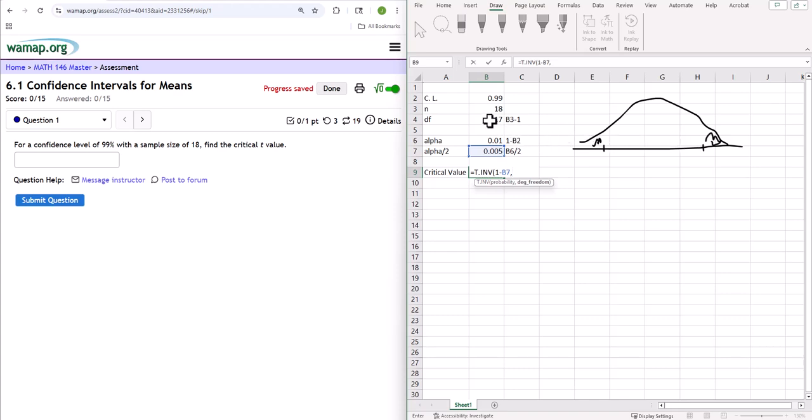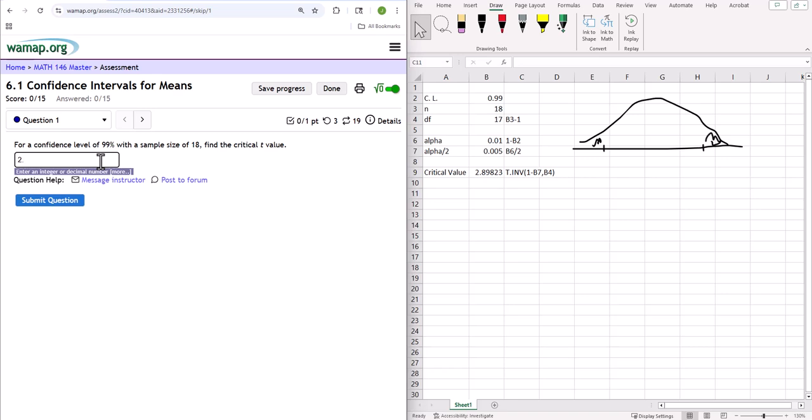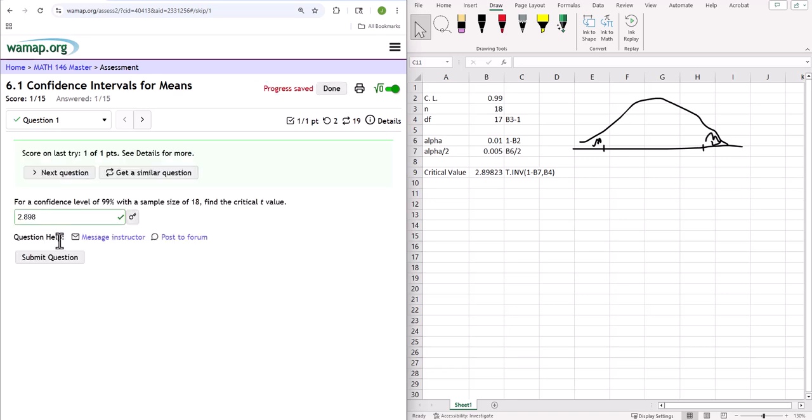Now the degrees of freedom are next, and you'll notice here we have t-inverse. It asks us for the probability, then the degrees of freedom. Sort of the nice part about using Excel is it gets us this. Now, here is our work. This is our t alpha over 2. This is the t value. We'll put it in here, 2.898, and hit submit, and hopefully it works.